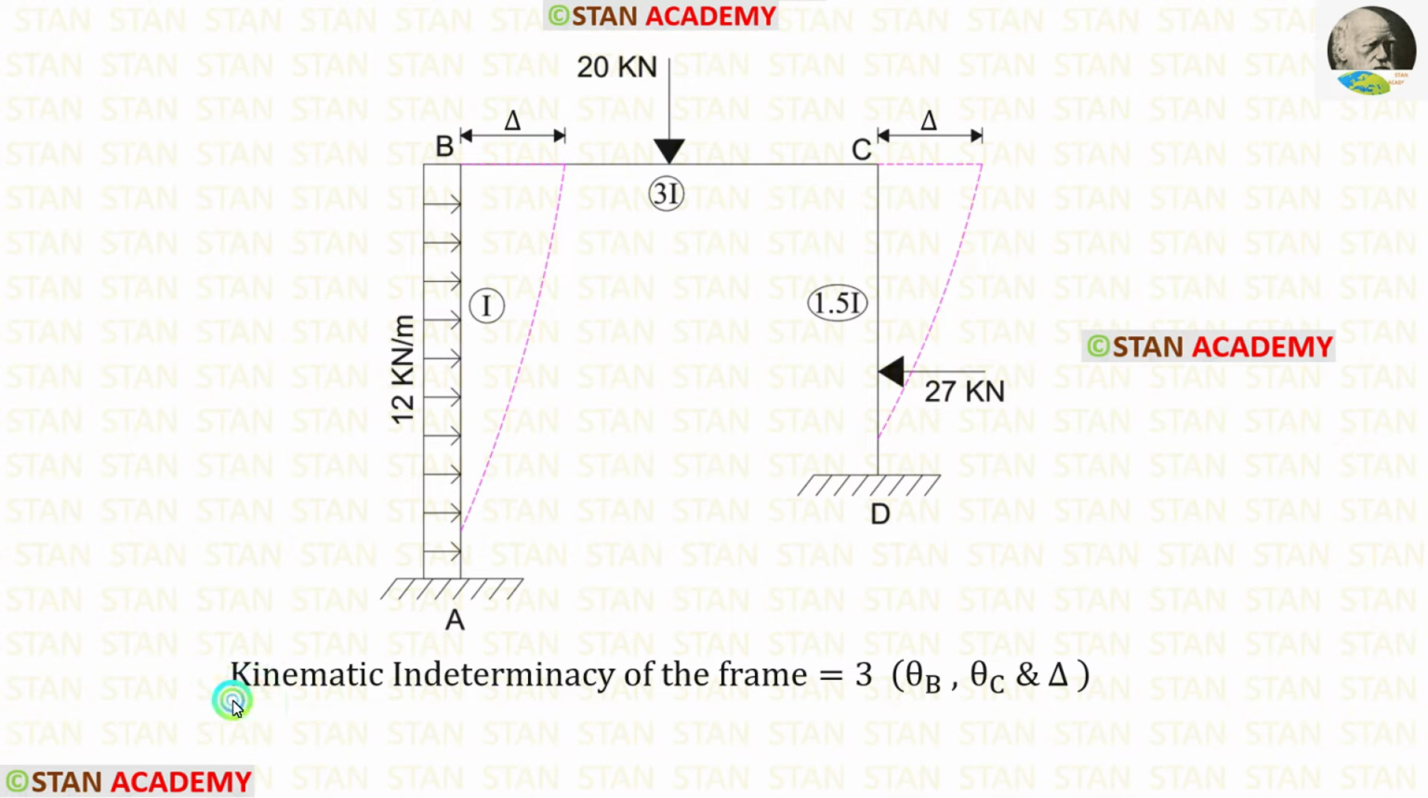Now let us find the kinematic indeterminacy of the frame. In the joint B, there is slope theta B. In the joint C also, there is slope theta C. We know that this frame is subjected to sway. Let us assume that the sway occurs towards the right side. So the kinematic indeterminacy of the frame is 3. They are theta B, theta C and the sway delta.